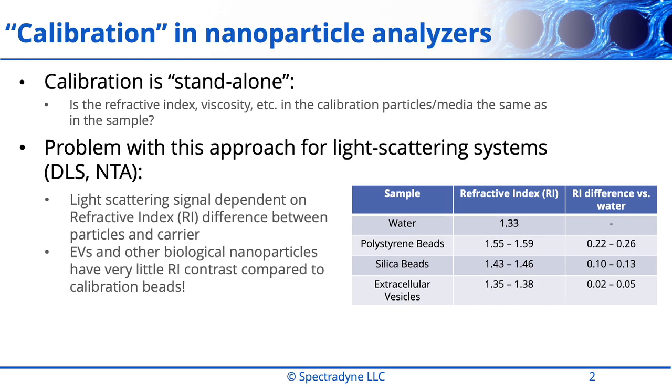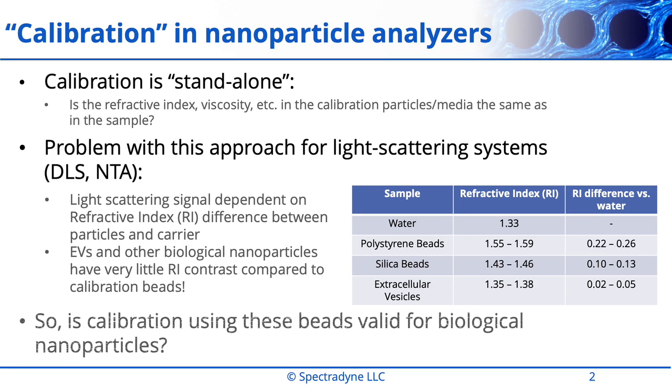It is quite apparent that the refractive index difference for biological nanoparticles is quite a bit less than that for the calibration particles. So this begs the question, is calibration using these polystyrene or silica beads even valid for biological nanoparticles, or for that matter, any sample where the particles have a different refractive index from the material used to calibrate?